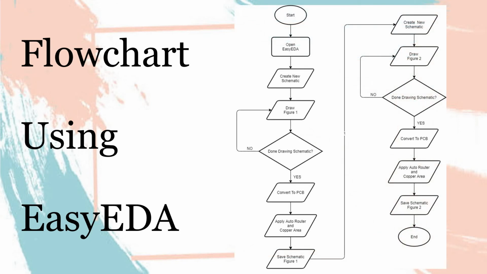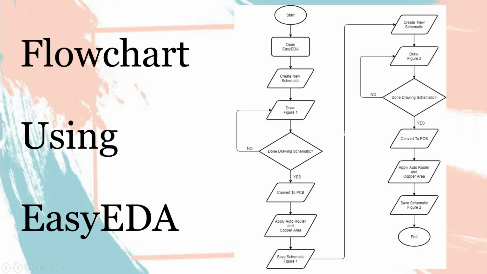Okay, now the flowchart using EasyEDA. First start, then open EasyEDA. Next, create new schematic. After that, draw figure 1. If you are done drawing the schematic, convert the schematic to PCB. If you are not done, draw figure 1 again. Okay, after converting to PCB, apply auto router and copper area. Then you can save the schematic figure 1.